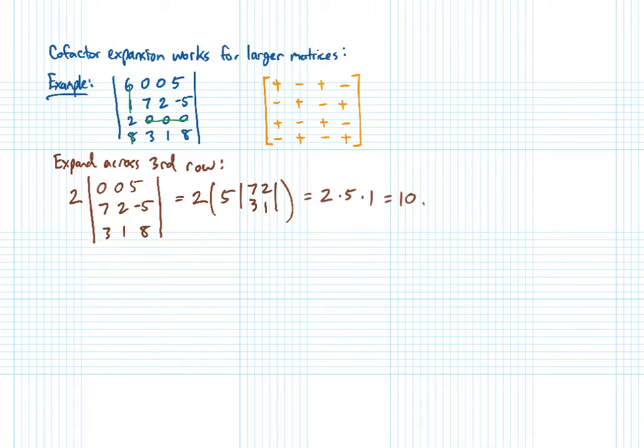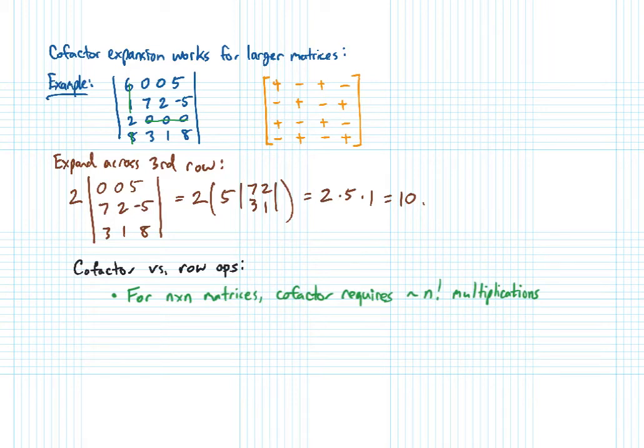But you can take for granted that you would actually get the same answer either way. So then the question is, which method should you use? Which one is better? Well, for n by n matrices, the cofactor expansion method requires about n factorial multiplications.